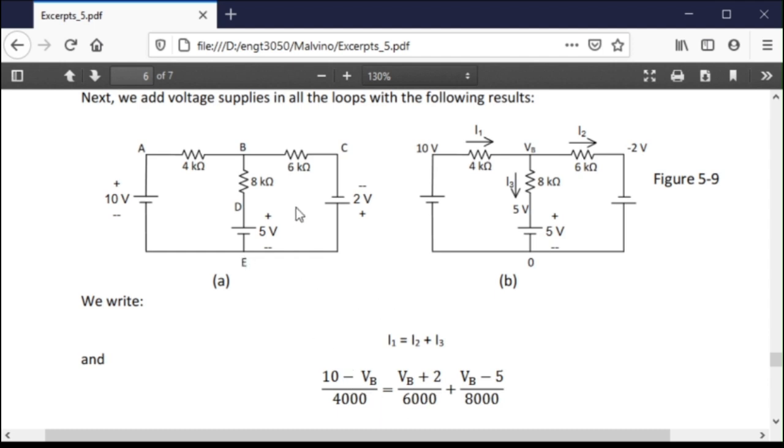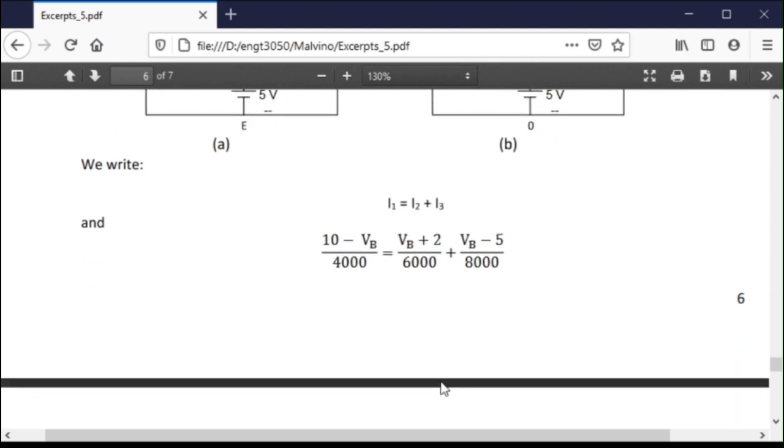My current going out is I2, which is the one going across, and then I3, the current coming down. So it's VB plus 2, because I'm going to 2 below 0. In other words, it's VB minus a minus 2, because this is minus 2 volts. This is 2 volts below 0. So that's VB plus 2 divided by 6,000 plus VB minus 5 over 8,000. So this is my answer. This is my equation for finding VB.